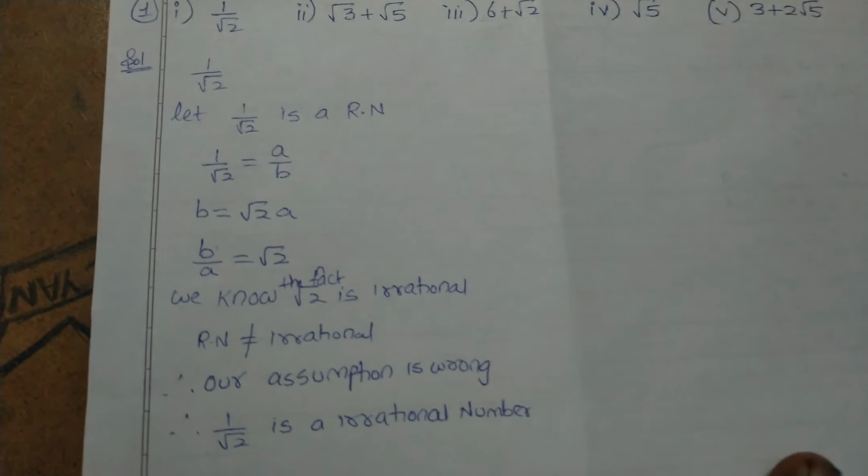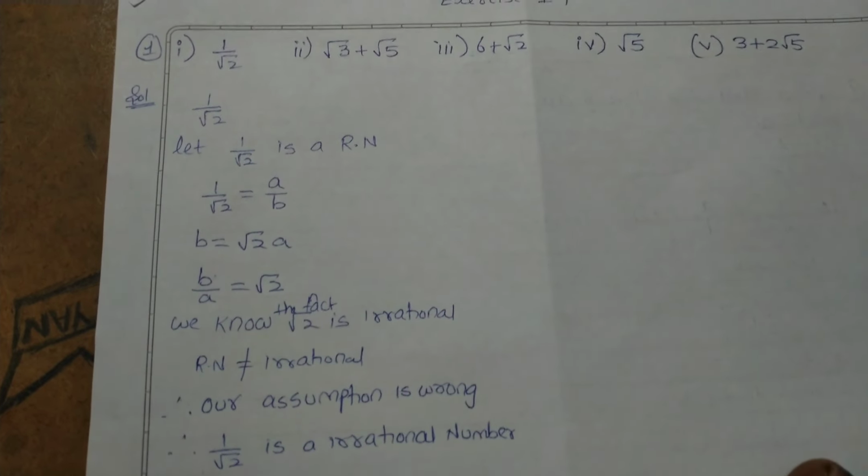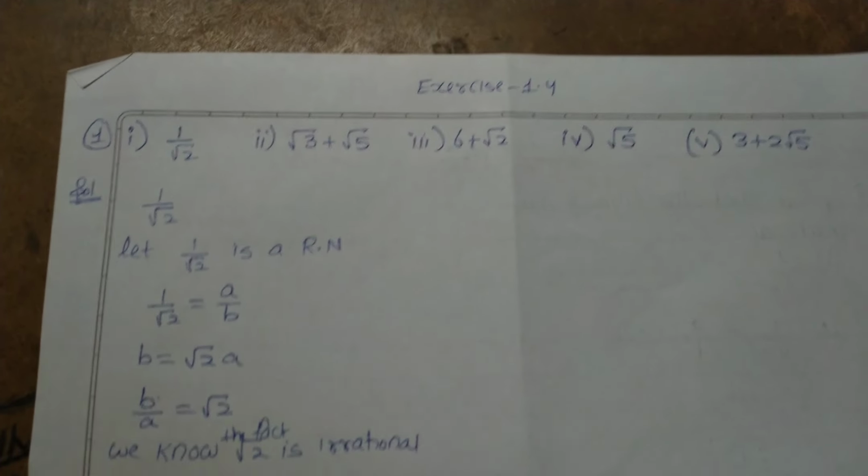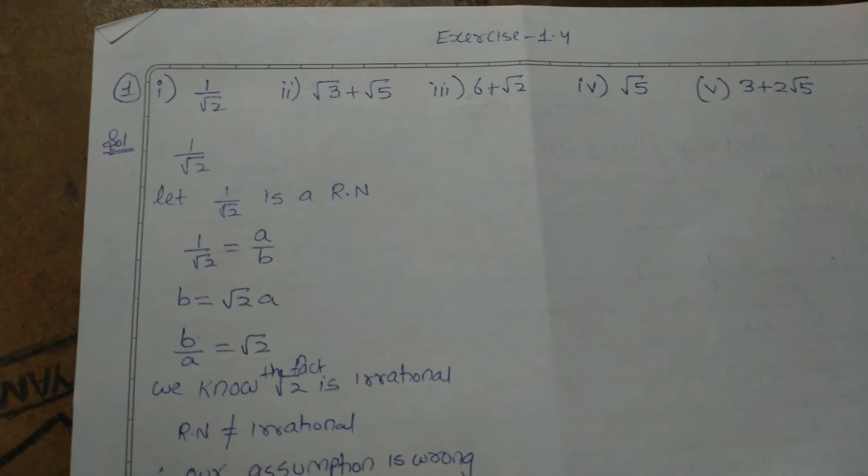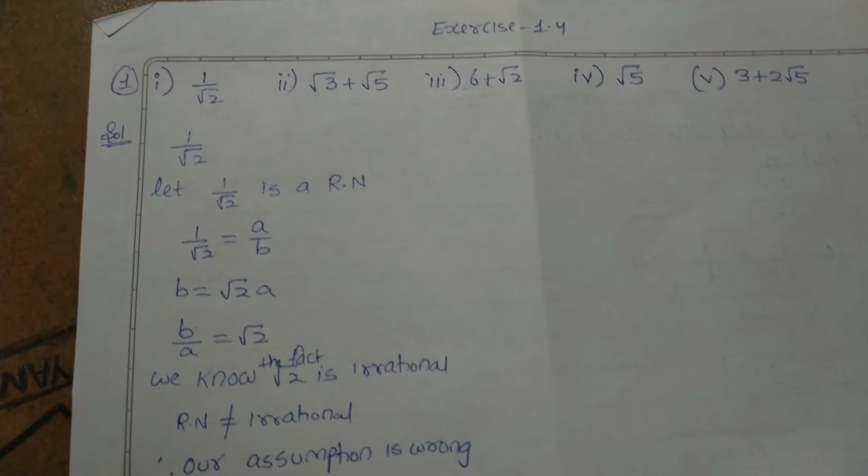The same process you are going to follow for each and every question. Next question, what is given? Root 3 plus root 5 is given.